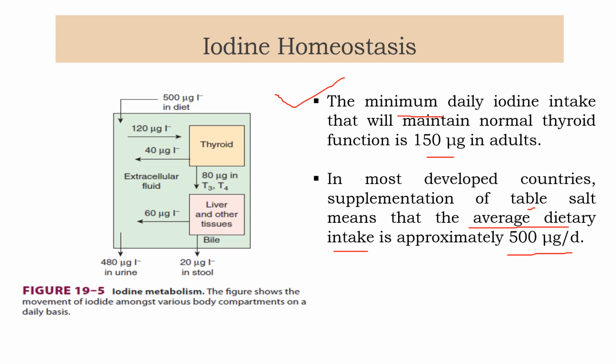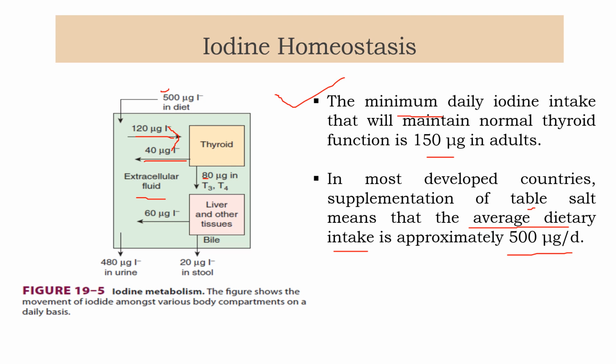So this 500 microgram is incorporated in the diet and enters the body. Out of this 500 microgram, 120 microgram will be taken up by the thyroid gland. So in the extracellular fluid, the remaining amount is around 380 microgram. Out of this 120 microgram, the thyroid gland will utilize 80 microgram to synthesize T3 and T4, and the remaining 40 microgram will be released again. So 500 minus 120, that is 380, plus 40, that is 420 microgram, is now present in the extracellular fluid.